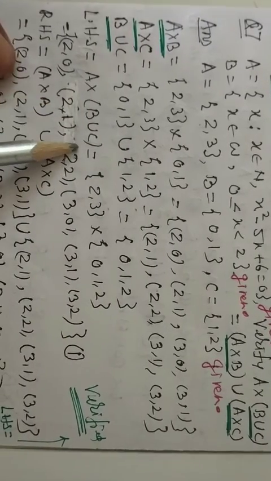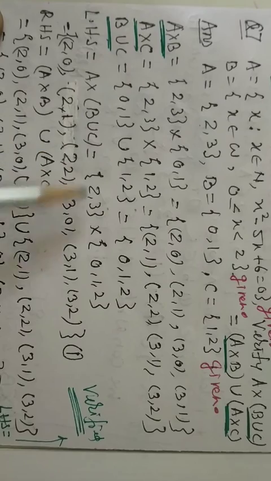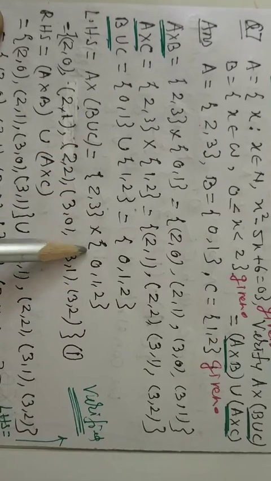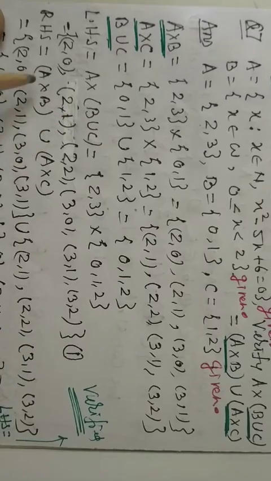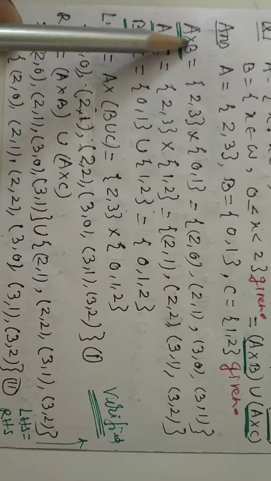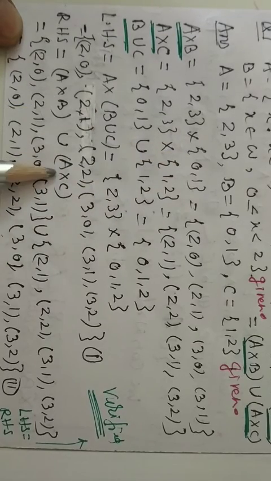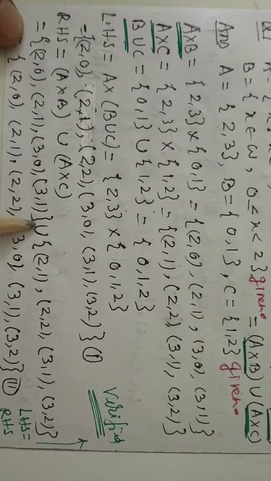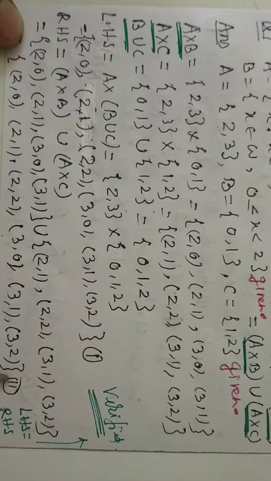Now LHS. LHS is A × (B ∪ C): write A, then cross B ∪ C. Then (2, 0), (2, 1), (2, 2), (3, 0), (3, 1), (3, 2), write the members. Then RHS, (A × B) ∪ (A × C). A × B you have got, A × C you have got. So union means all are taken. So you are observing that LHS is equal to RHS.